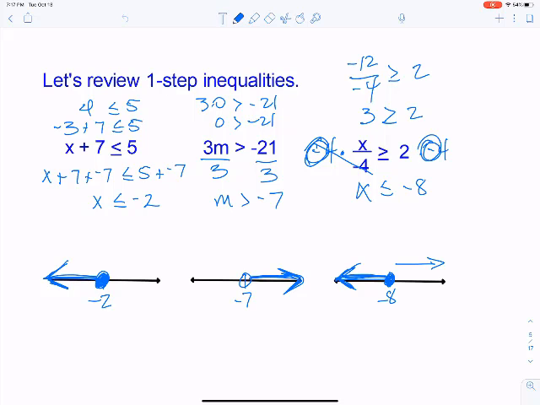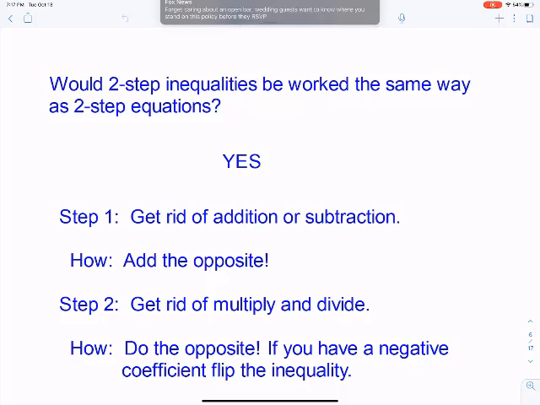Okay, so I've got a question for you. Would two-step inequalities be worked the same way as two-step equations? Yes, they would. So we just have to remember, step number 1, get rid of your addition or subtraction, add the opposite. Step 2, get rid of your multiply or divide, do the opposite. If you have a negative coefficient, flip the inequality. Okay, so let's see if we can do that.